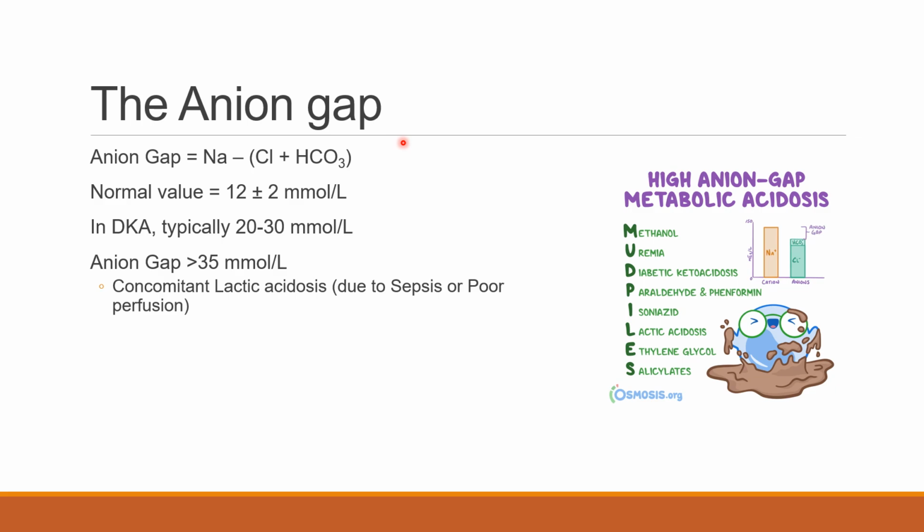So what is the anion gap? Diabetic ketoacidosis is a known condition with high anion gap metabolic acidosis. The anion gap formula is given here. What is the normal value? It is 10 to 14 millimole per liter, but in diabetic ketoacidosis it is slightly high, that is 20 to 30 millimole per liter. But suppose the anion gap in a diabetic ketoacidosis patient comes very high, like more than 35 millimole per liter, then we have to think that not just this acidosis, there might be additional lactic acidosis also due to sepsis or poor perfusion in the child, and we have to take the appropriate steps to manage that.